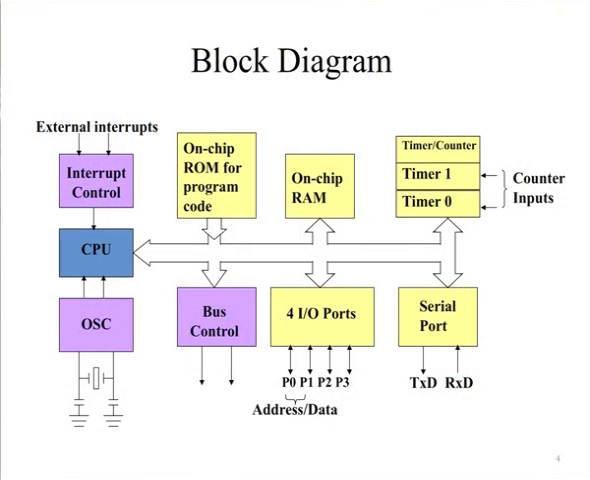Now let us see the basic block diagram of the 8051 microcontroller. In this we have the interrupt control, we have on-chip ROM for program code, we have on-chip RAM, then we have timers and counters within the 8051 microcontroller, we have serial ports, we have 4 different I/O ports, then we have bus control, and we have the oscillator within the controller.